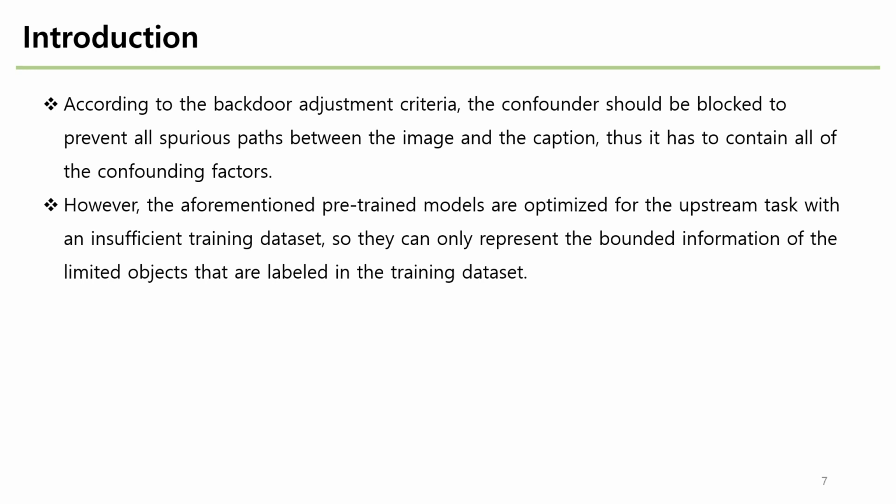However, the previous works are not sufficient to identify the confounder. According to the backdoor adjustment criteria, the confounder should be blocked to prevent all spurious paths between the image and the caption, thus it has to contain all of the confounding factors. However, the aforementioned pre-trained models are optimized for the upstream task with an insufficient training dataset, so they can only represent the bounded information of the limited objects that are labeled in the training dataset.